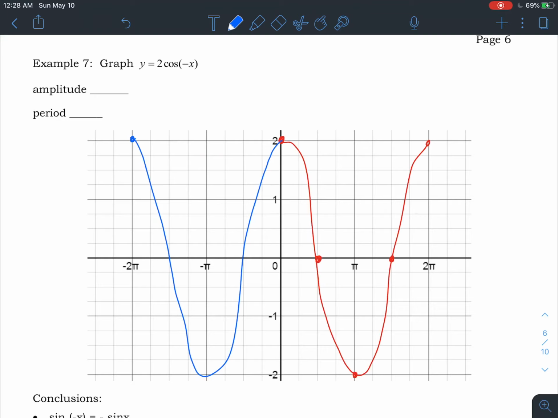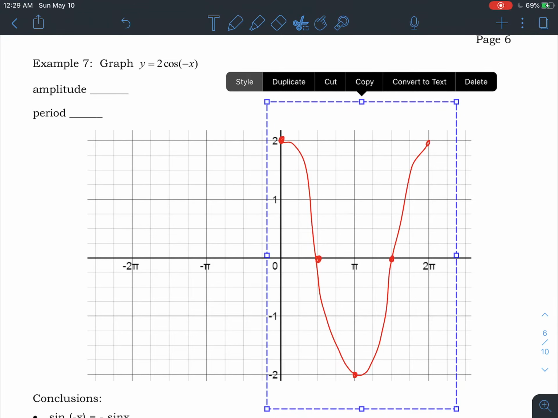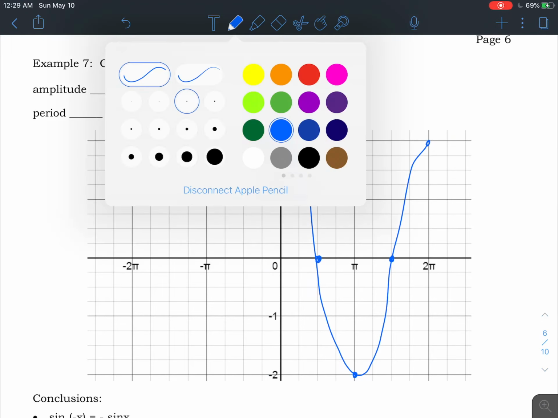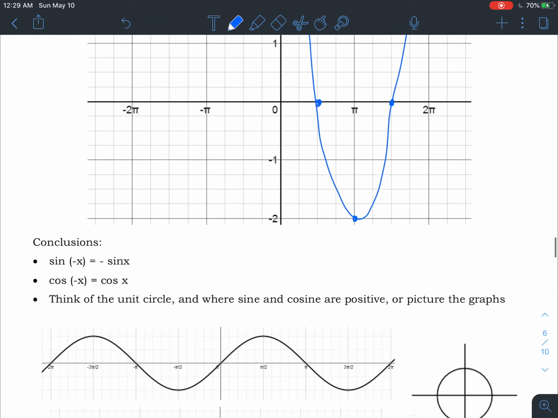So here, if I have a negative on the inside for my cosine, it actually doesn't adjust my graph at all. If I have an A value and if I have an actual number in there, those will still change what my amplitude is and what my period is, but it's not going to make any difference for the graph itself, if I just look at the original graph of that equation. So my amplitude is still 2, pi for the period.